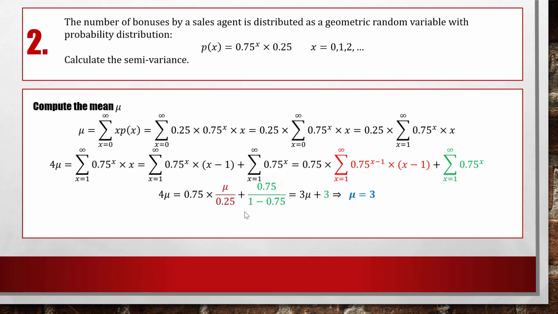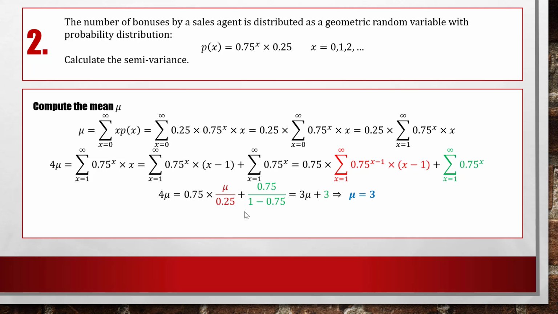And now we have a new equation of mu, and this is just a linear equation. We got 4 mu is equal to 3 mu plus 3. So mu is just 3. That's easy. So we have found out the mean of this distribution is 3. Right? Now we should do the last step.